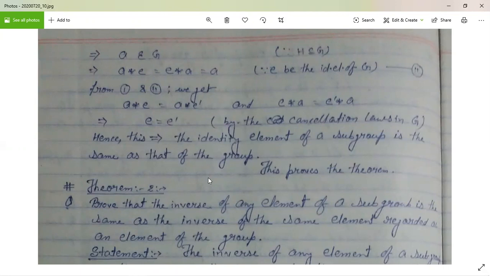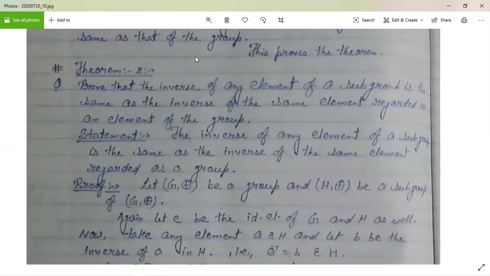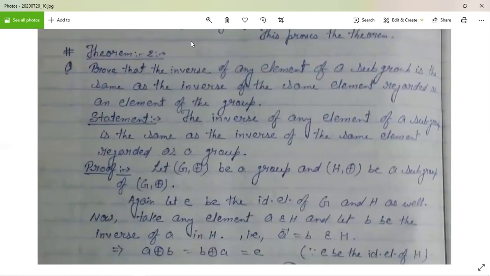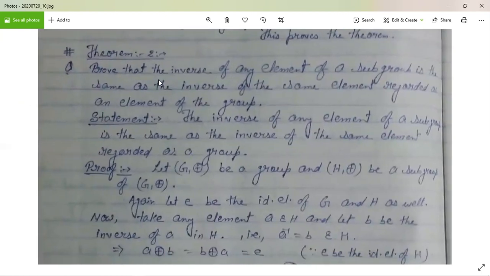Now, in the next theorem of subgroups, the statement is: the inverse of any element of a subgroup is the same as the inverse of the same element regarded as an element of the group. That means uniqueness of inverse in a subgroup. Uniqueness of the identity element in a subgroup we already saw. Now I will see uniqueness of inverse in a subgroup.